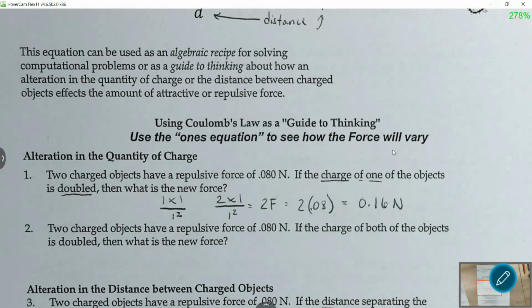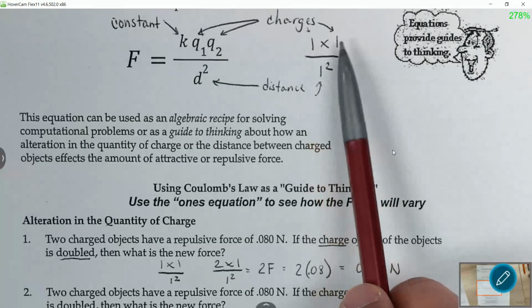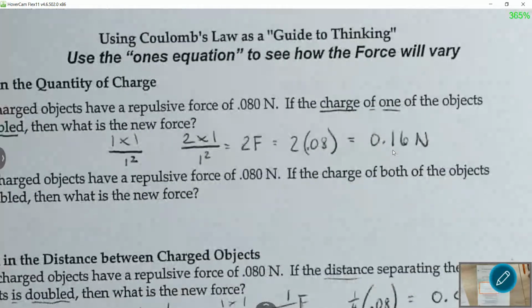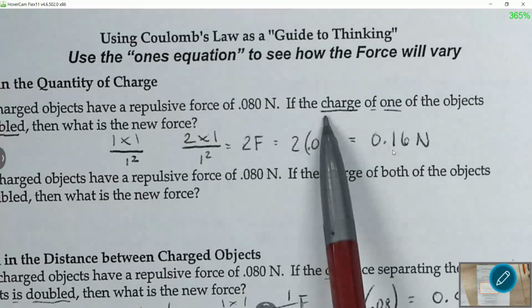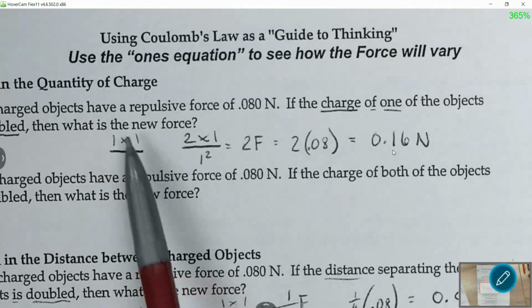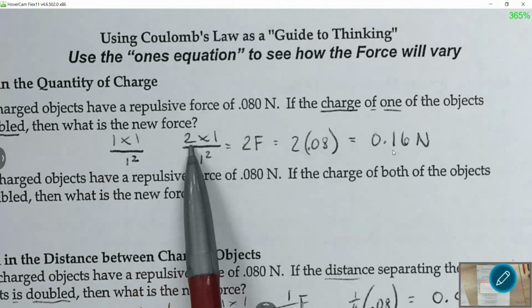So when looking at this, we set this up: charge of the first, charge of the second, over the distance squared. The first one says, if the charge of one object is doubled. The top ones are our charges. They're going to say just one of them doubles. It doesn't matter which, but I just picked the first one.